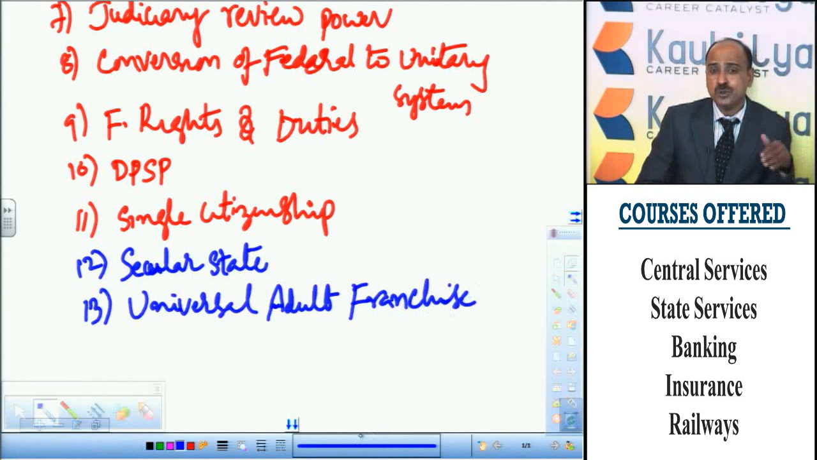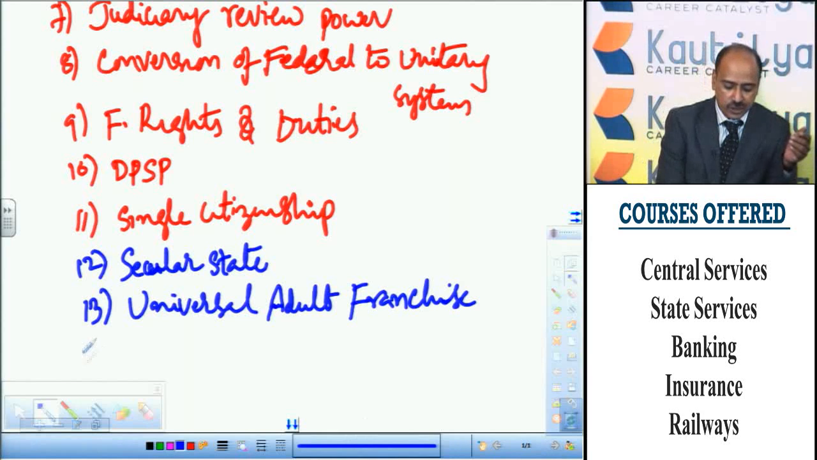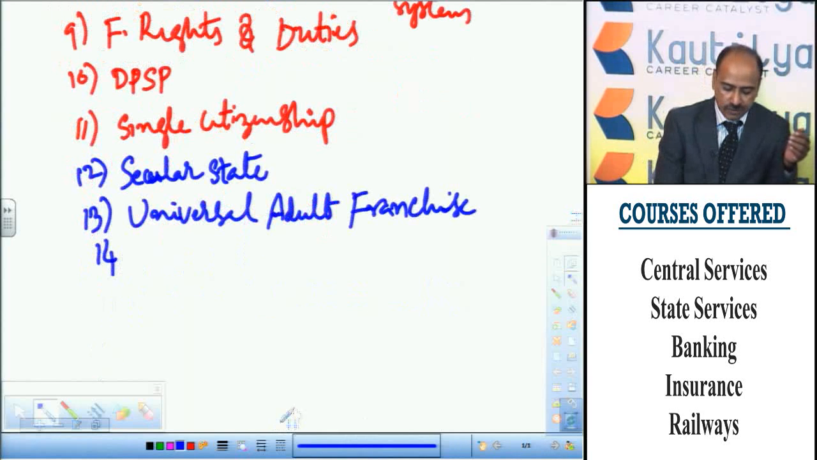Universal adult franchise means voting power. Voting power depends on the age factor, not on community or caste. During the Vedic period, only Brahmanas and Kshatriyas used their vote. In the present situation, anybody from any community can vote; it is no bar. Age is the main factor. A person who crosses 18 years can use his or her vote in our country. That is universal adult franchise, one of the salient features of our Constitution.